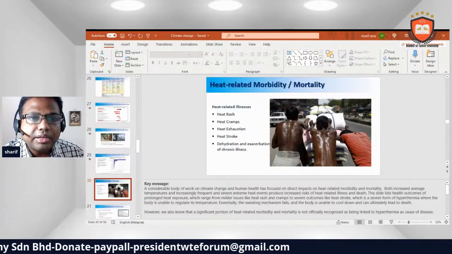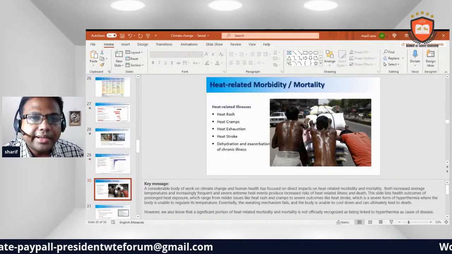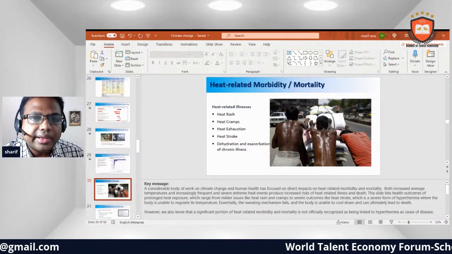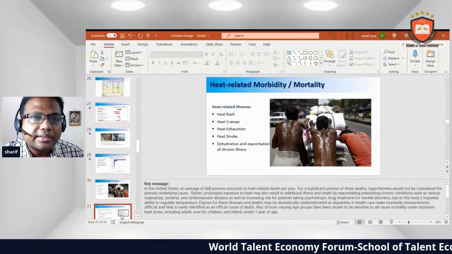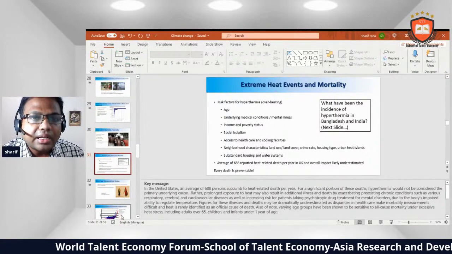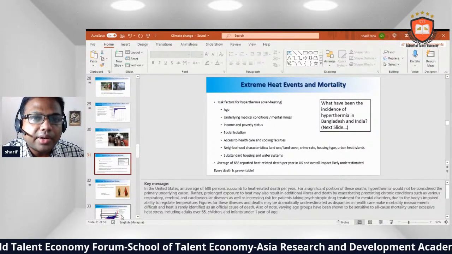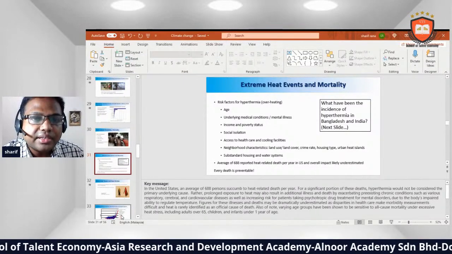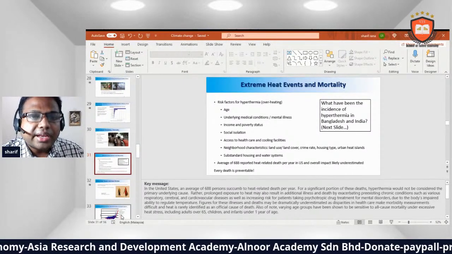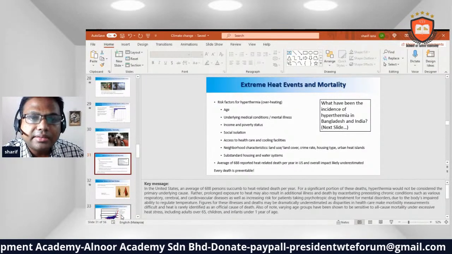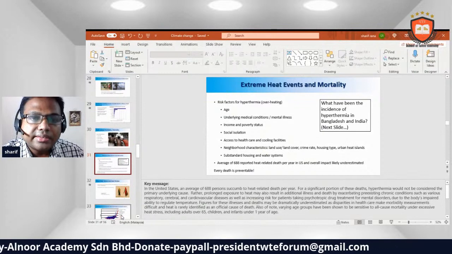Heat-related morbidity: heat rash, heat cramps, exhaustion, heat strokes, dehydration, exacerbations of chronic illness. Extreme heat events and mortality: age, underlying medical condition, income and poverty status, social isolation, access to healthcare and cooling facilities, neighborhood characteristics, land use, land cover, crime rate, housing types, urban heat, sustainable housing and water system.